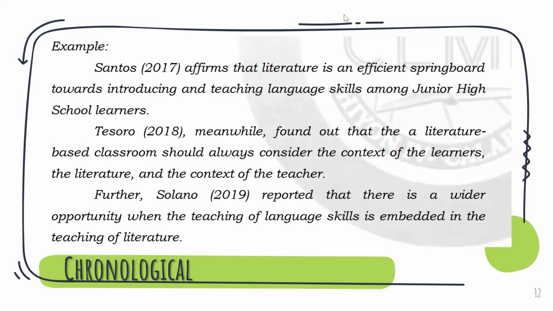You can see here that the year is arranged in chronological order: 2017, 18, and 19. Okay, let me have my pointer. Ayan. So you can see here that it is arranged chronologically.